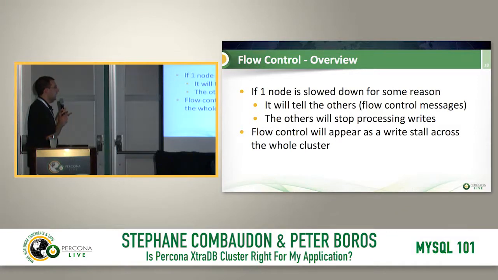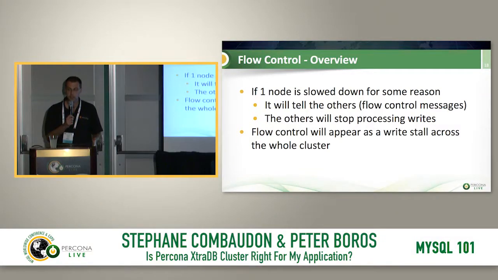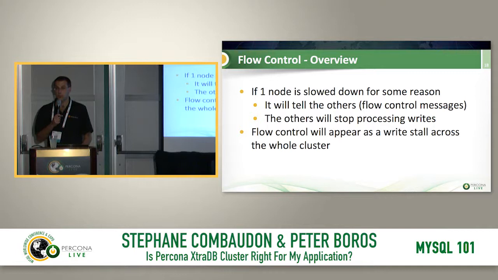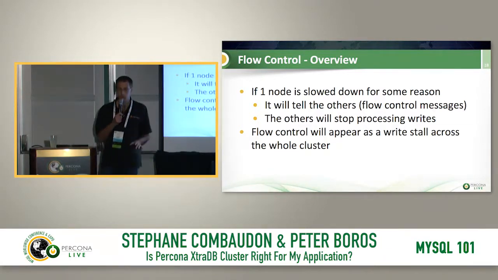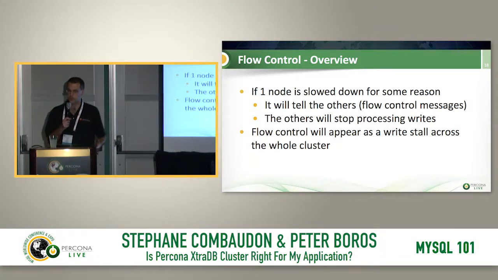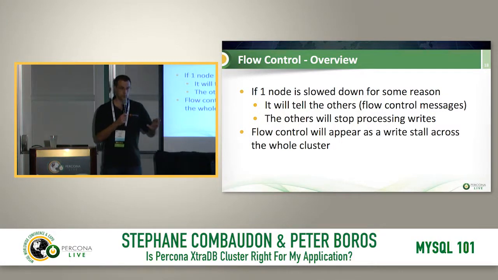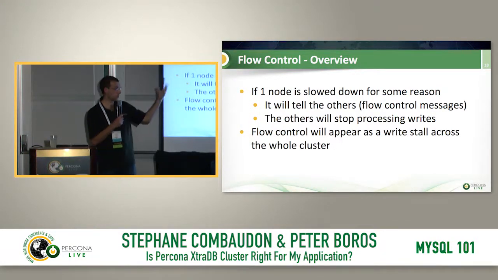Okay, so I mentioned earlier the replication feedback mechanism, flow control. So what is flow control? Let's say that you have one node that is slowed down for some reason. It could be you're running a backup. It could be you're running a long-running transaction that is using all the IOPS you have. It can be anything. So in this case, the slow node will tell the others that it's getting slow, right? And in this case, what the other nodes will do is they will stop processing writes. So this process of sending messages and of the other nodes pausing for some time is called flow control.